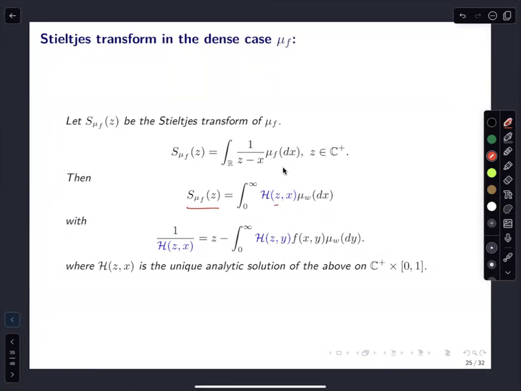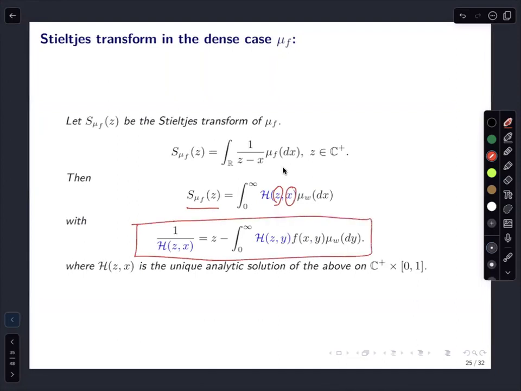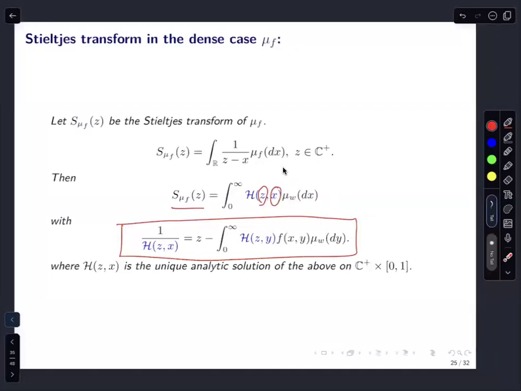One is a complex variable here, z. Another is a real variable, 0 to infinity. And this satisfies an analytic functional equation like this: 1 by h(z,x) is equal to z minus integral of this quantity. Now, this is a recursive analytic equation, which has a unique solution, and you can write down the Stieltjes transform using this.